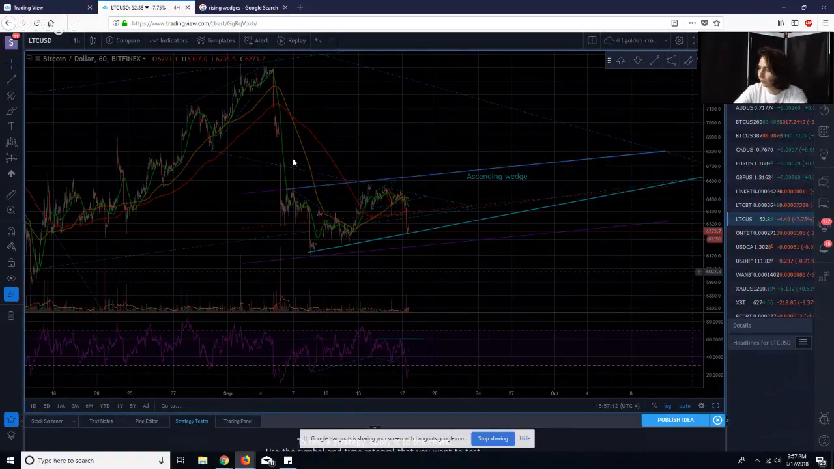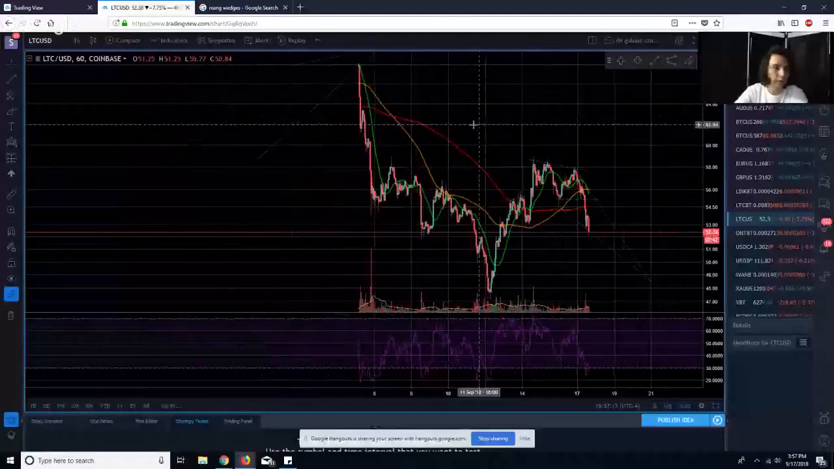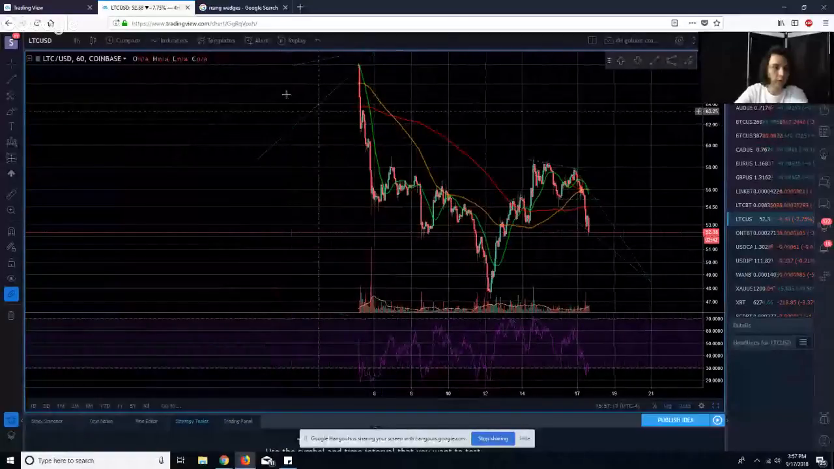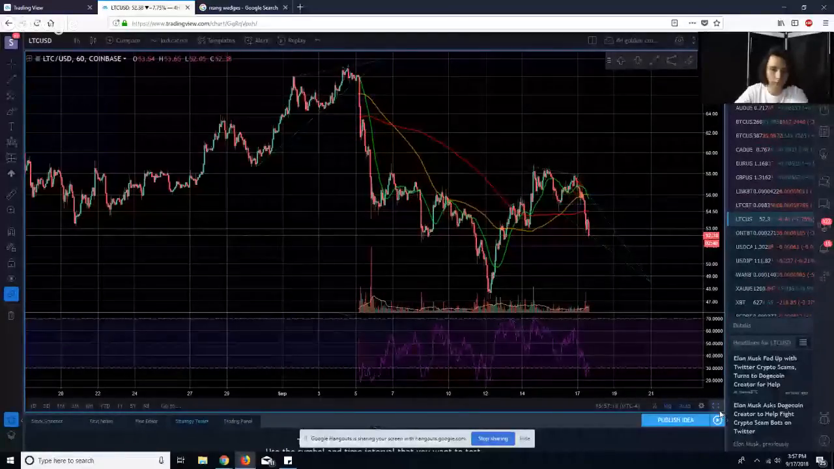Here, let's take a look at the MACD for that rising wedge that we saw up here. Let's see if it gave us any signals at all.